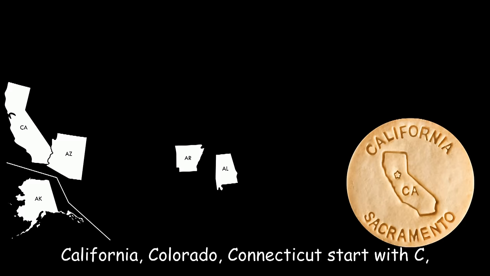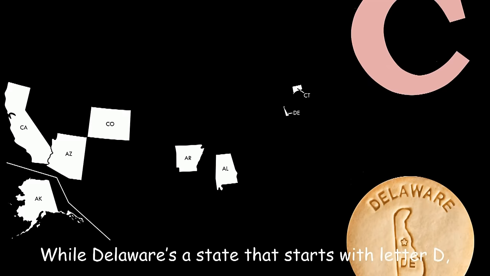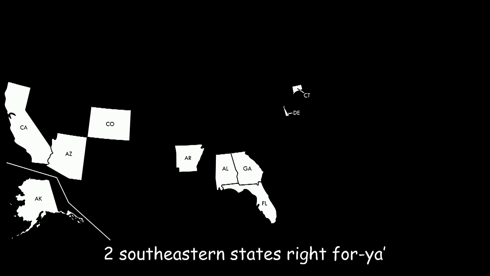California, Colorado, Connecticut start with C. While Delaware's a state that starts with letter D. Sunny Florida and Georgia, two southeastern states right for ya. And Hawaii is the one that's in the sea.